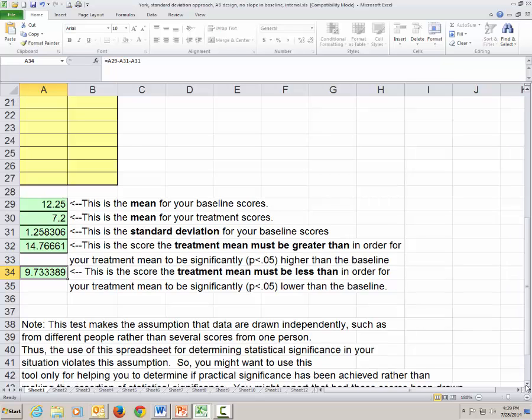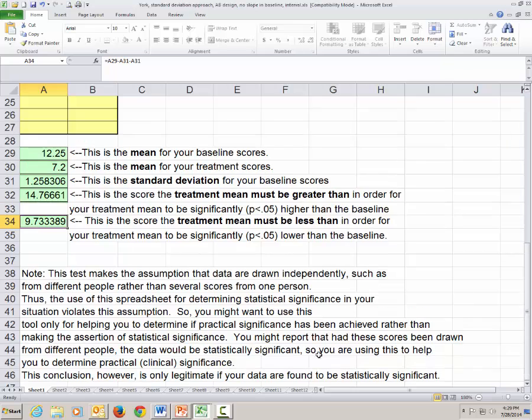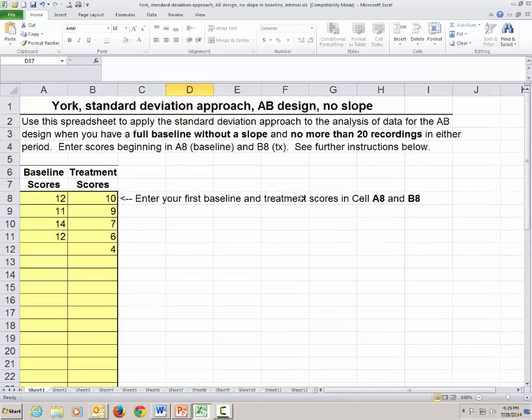Here is a little caveat statement for you to think about in regard to the standard deviation approach. We are violating a major assumption of the standard deviation approach when we use it for data of this type. I think, however, it's still useful to use this in helping you think about chance as the alternative explanation for your data.